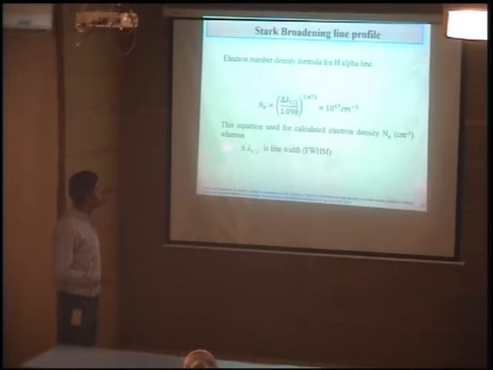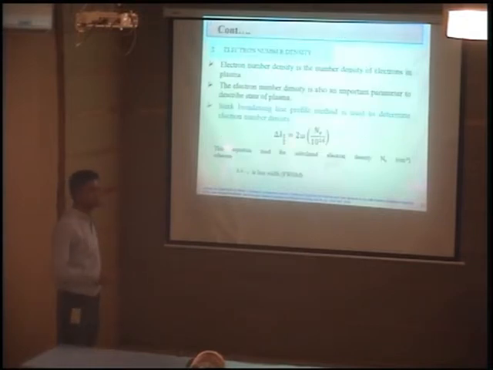So this is the formula for calculating electron number density, and this formula is used when the emission line belongs to the H alpha line or hydrogen line. If you use a hydrogen line, then you use this formula to calculate electron number density. If you use a line other than hydrogen, then you must use this other formula to calculate electron number density.